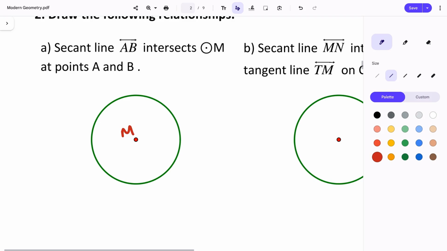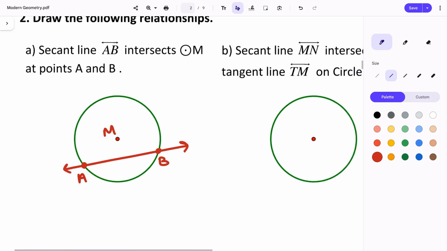Okay, it says secant line AB intersects circle M at points A and B. What does a secant line look like? All the way through, and it hits the circle how many times? Twice. So I don't care where you guys put it. I'm just going to put mine right here. It should have arrows on it because it is a line. And these 2 points where it hits the circle should be labeled what? There you go. If you have your secant line somewhere else, that's fine.